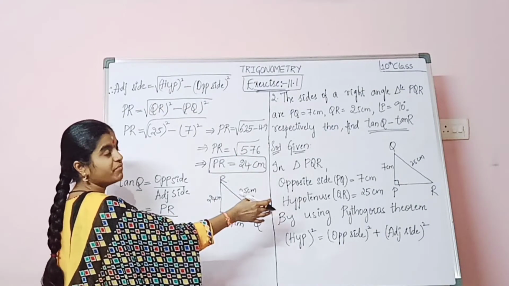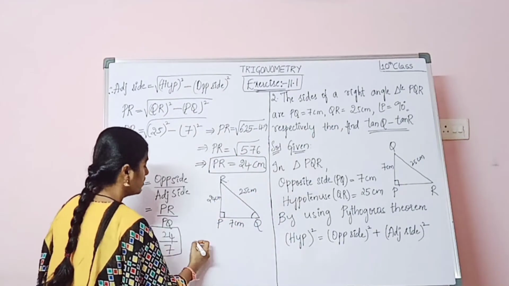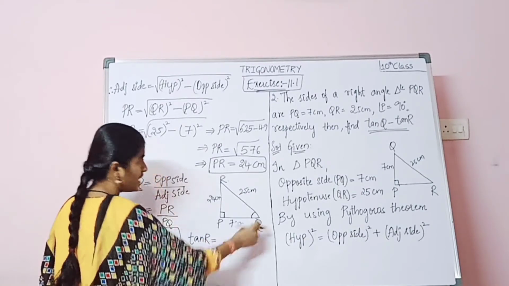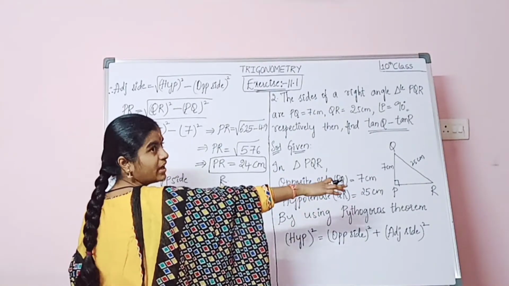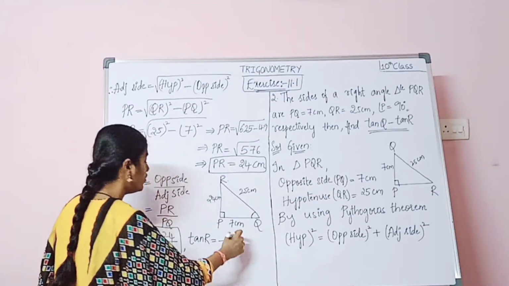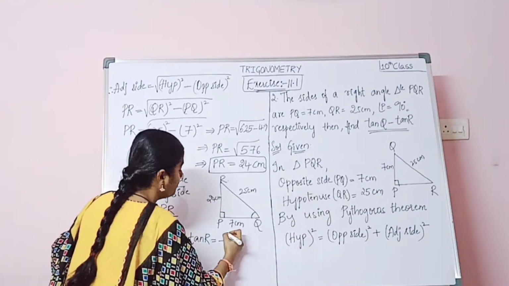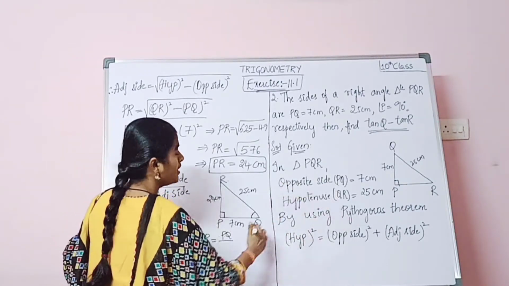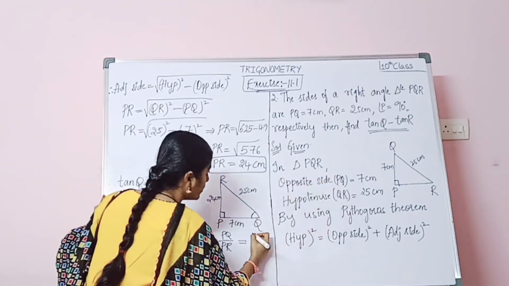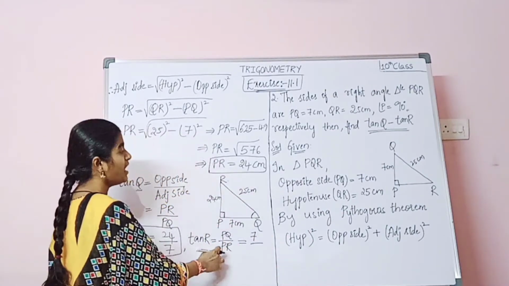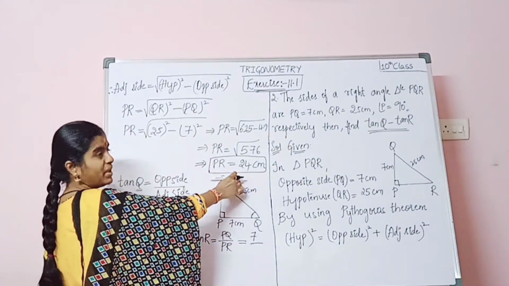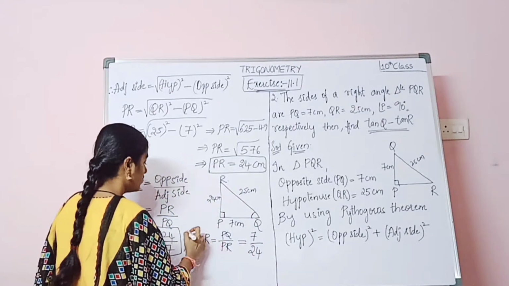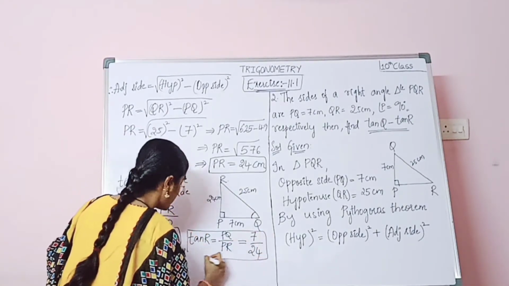Similarly, in the same way we have to find tan R. With the help of this right angle triangle we are finding tan R. So tan R equals, what is the opposite side here? PQ, by, what is the adjacent side here? PR. What is PQ? 7, by PR, which we have now found to be 24. 7 by 24. So tan R equals 7 by 24.